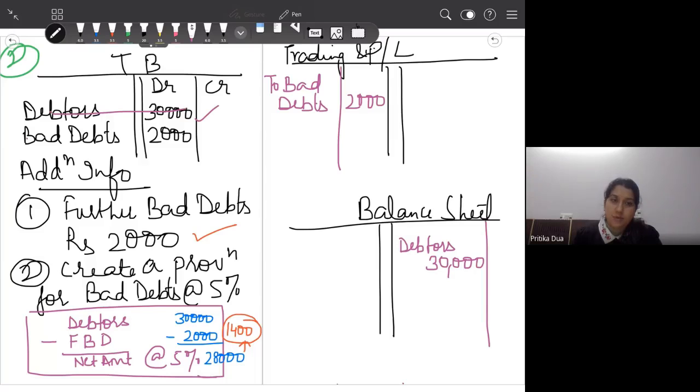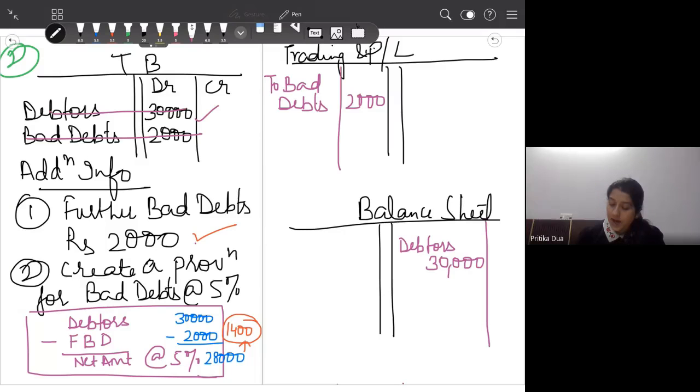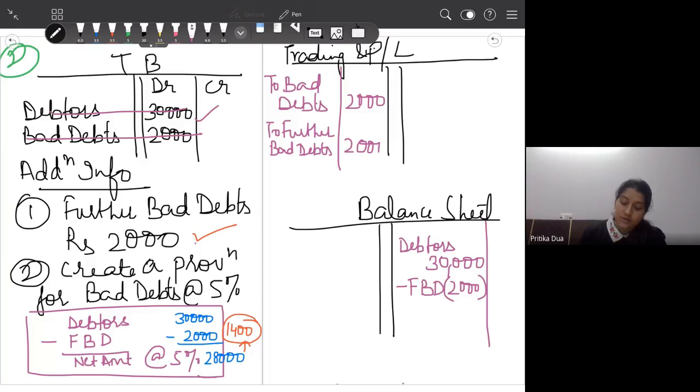After trial balance, I come to the additional information. Further bad debts 2,000. So this adjustment will go at two places. I deduct the further bad debts here, 2,000, and here I write down further bad debts 2,000. So this is the first effect of this adjustment and this is the second effect of this adjustment. Adjustment A.